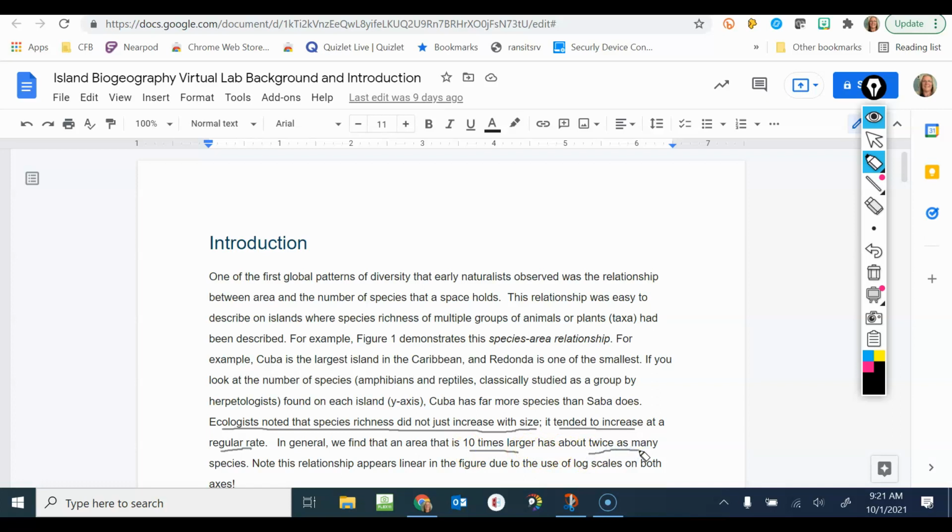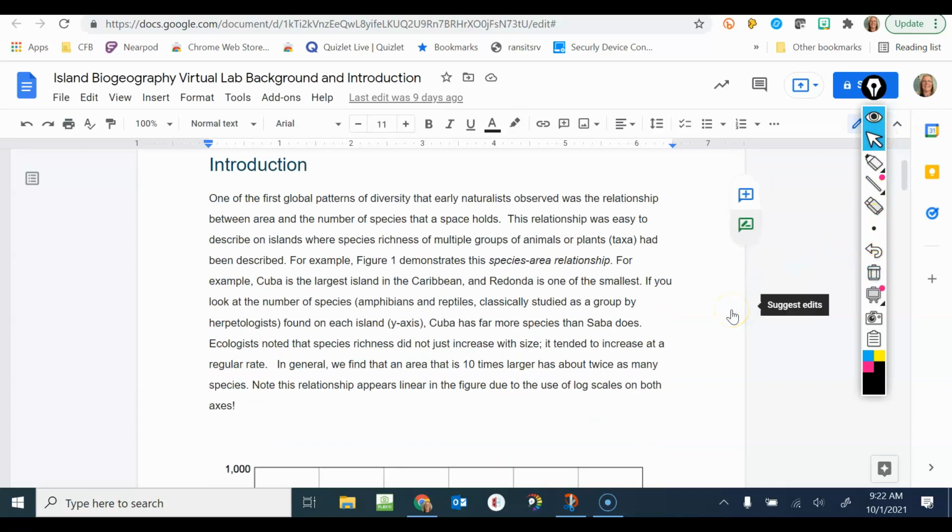Yeah, you should be writing notes. This is part of what you need. Let's be clear here. Your book does not do a great job with this, and so this is probably going to be your only background information about island biodiversity. So you should write some notes here. Okay, so let's go ahead and go on.